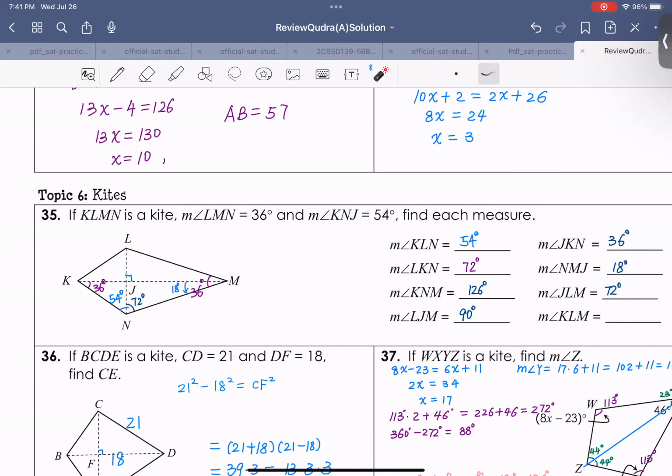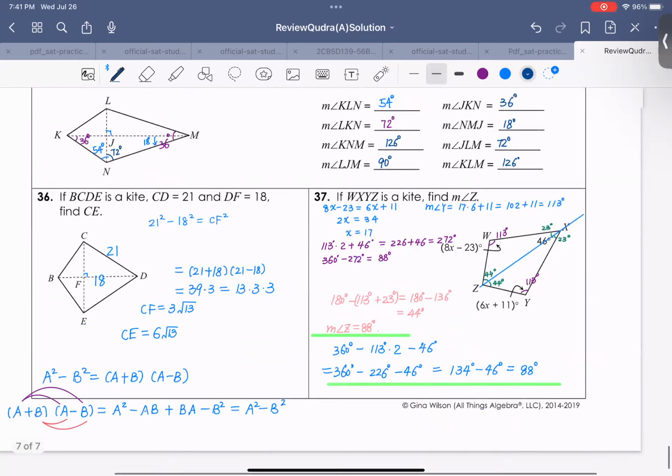Last one, KLM. That's 126. Good. This is symmetric. Thank you. Very good. You get every question correct. Good job. Very good. Next one.